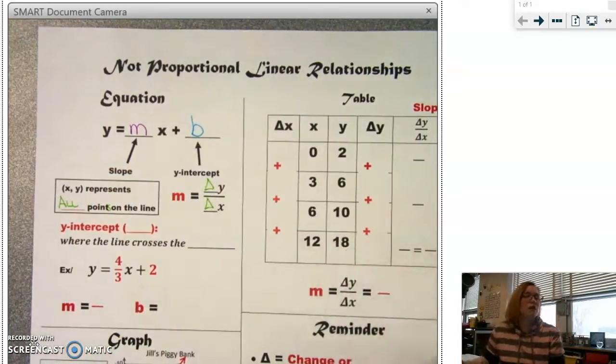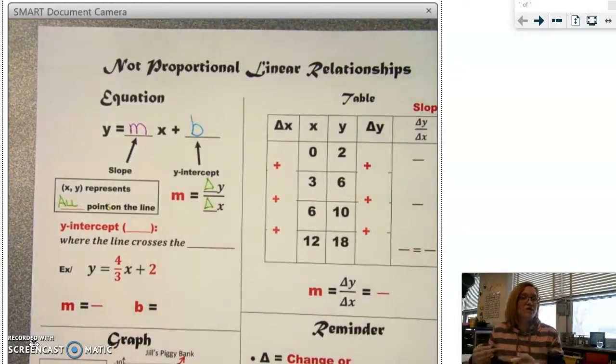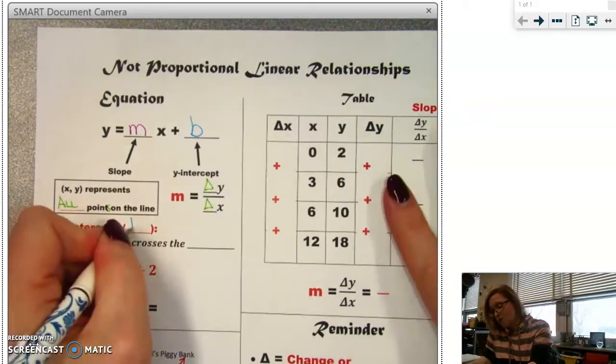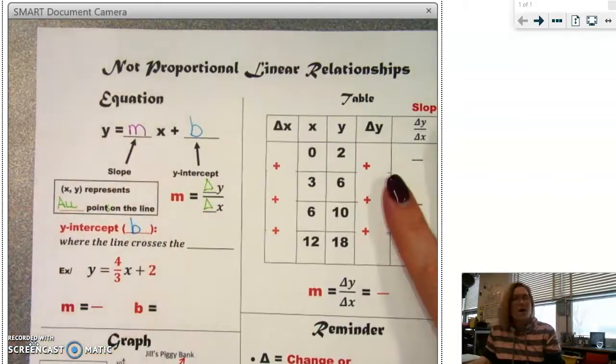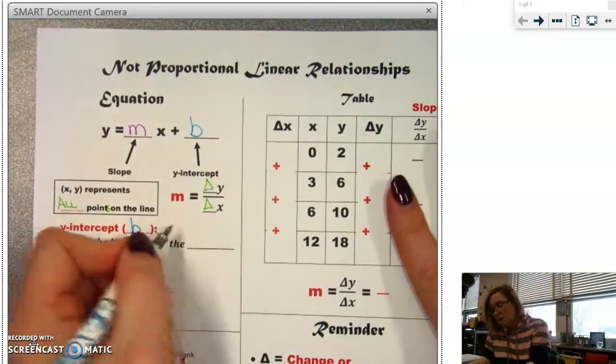So we put the triangles in there so that we know that we're looking at change, and we might have to do some subtracting in order to figure it out. We can't start at 0 and just count up or over. We have to make sure that we're getting the right chunk of data. Okay, again, y-intercept is our b variable, represented with a b, and this is where the line crosses the y-axis.